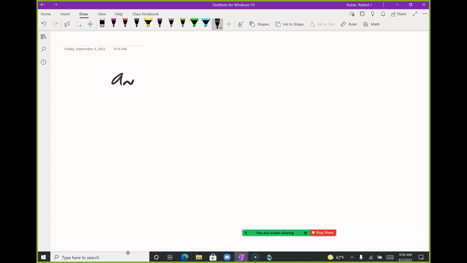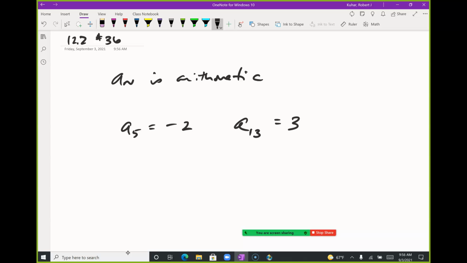So a sub n is arithmetic. This is number 36, 12.2, number 36. A sub n is arithmetic. And I know that a sub 5 is -2. A sub 13 is 30. Let me give you a minute. Find me d, find me n, find me the sum from the 5th term to the 13th term.